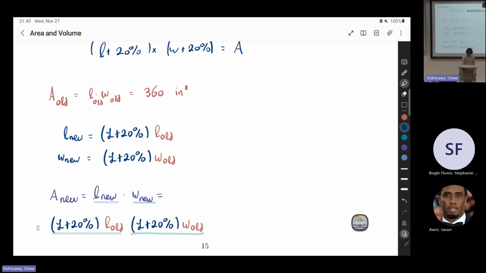Well, to see this, I would like you to expand this actually. Can you expand the LW? So here's what you would get. You would get L old plus 20% L old.